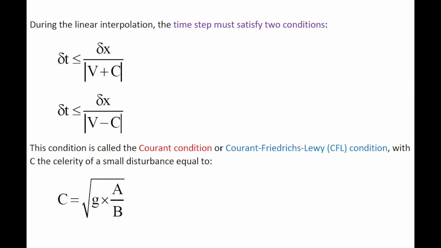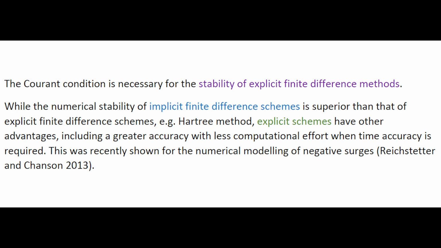During the linear interpolation, the time step must satisfy two conditions, commonly referred to as the Courant condition or Courant-Friedrichs-Lewy condition, or CFL condition, where C is the celerity of a small disturbance in the open channel. The Courant condition is necessary for the stability of explicit finite difference methods, while the stability of implicit finite difference schemes is superior. Explicit schemes such as the Hartree method have other advantages, including a greater accuracy with less computational efforts. This was recently shown for the numerical modeling of negative surges.